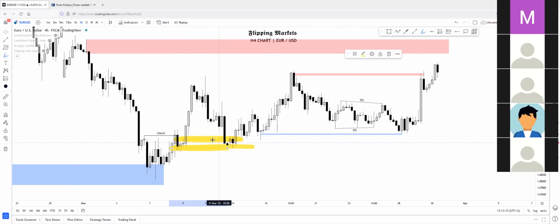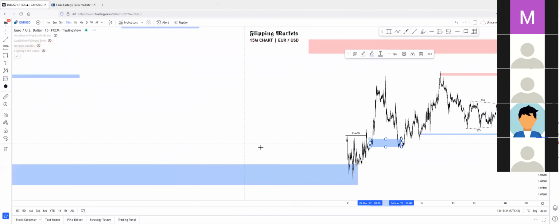Here's the 4-hour demand zone that has started the inefficient movement and the break of structure to the upside. The 15-minute chart is bearish. If price steps into this 4-hour zone, we need the 15-minute change of character, which has happened. Let me just show you. I will just mark this out, and I will show you that this 15-minute change of character has happened inside of that zone.